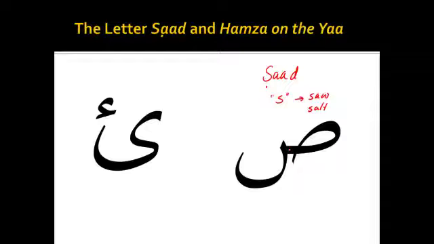Well, in Saad, the sides of the tongue each touch the upper molar teeth, while a space is left in the middle of the tongue for air to pass through between the tongue and the roof of the mouth. So it sounds like this: saw, saw. It takes a little bit of practice. Let's look at the Hamza on the Ya.